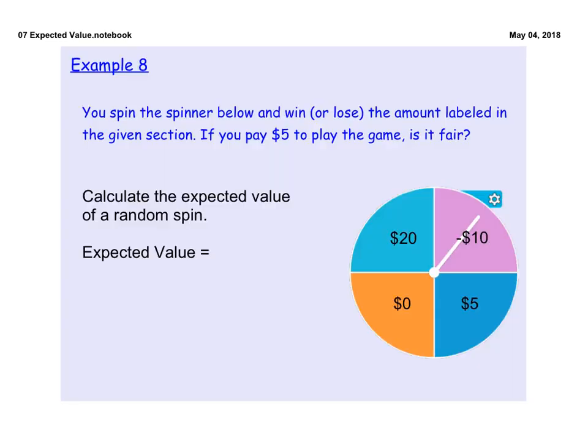All right, so you spin the spinner below and you win or lose the amount labeled. Now what they're doing is they're changing this. This is the same problem that we did. If you pay $5 to play the game, is it fair? Okay, so we're going to say 20 times 1/4, just because I don't know what the value was before. Negative 10 times 1/4 plus 0 times 1/4, which doesn't really matter. That'll be 0 plus 5 times 1/4.